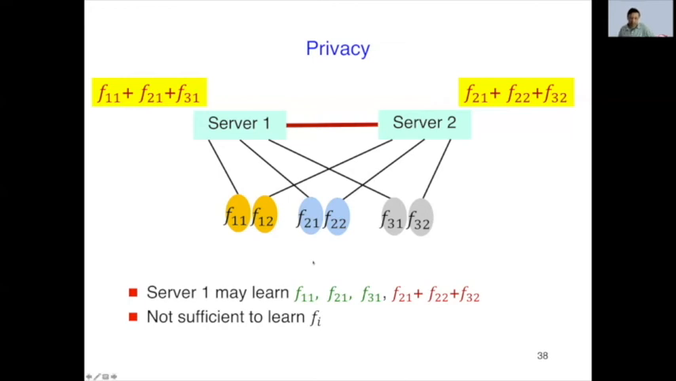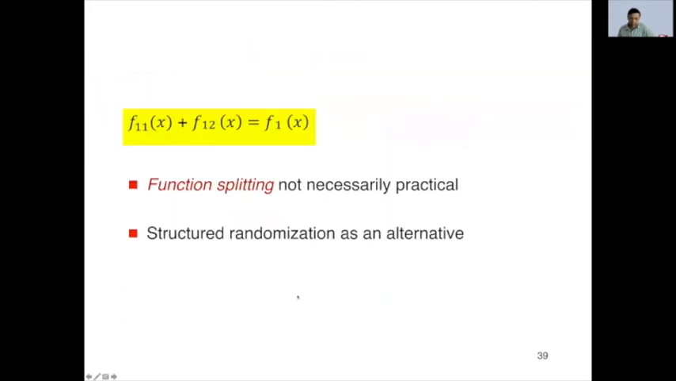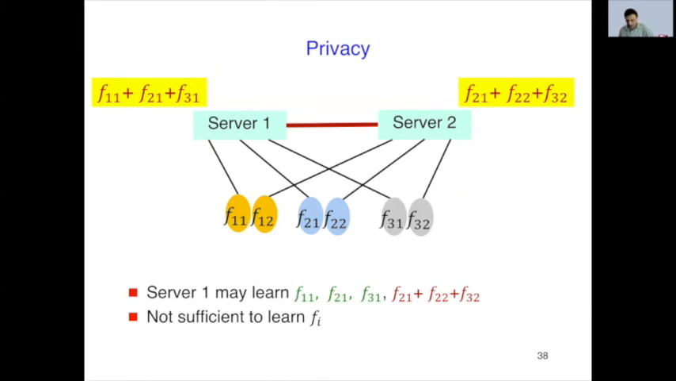The other observation you should make is that knowing what server one knows, if you add up everything it knows, all the F11, F21, F31, and the red sum, that corresponds to sigma f_i. So if you grant all this to server one, then server one will also be able to compute the summation of cost functions f_i during this algorithm. This is a very conservative analysis, but even though it can learn the summation of all the cost functions, it's not going to learn the individual cost functions.